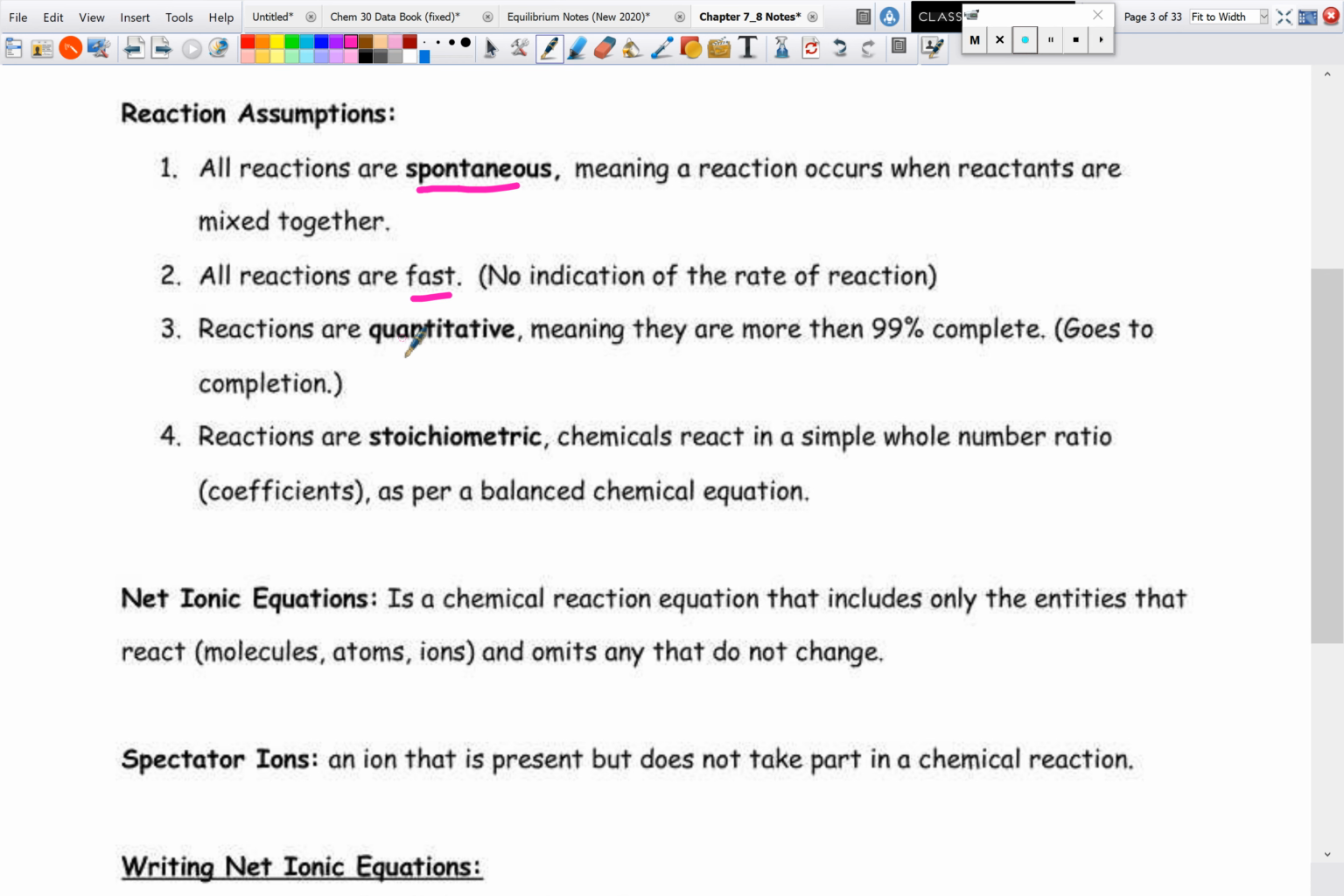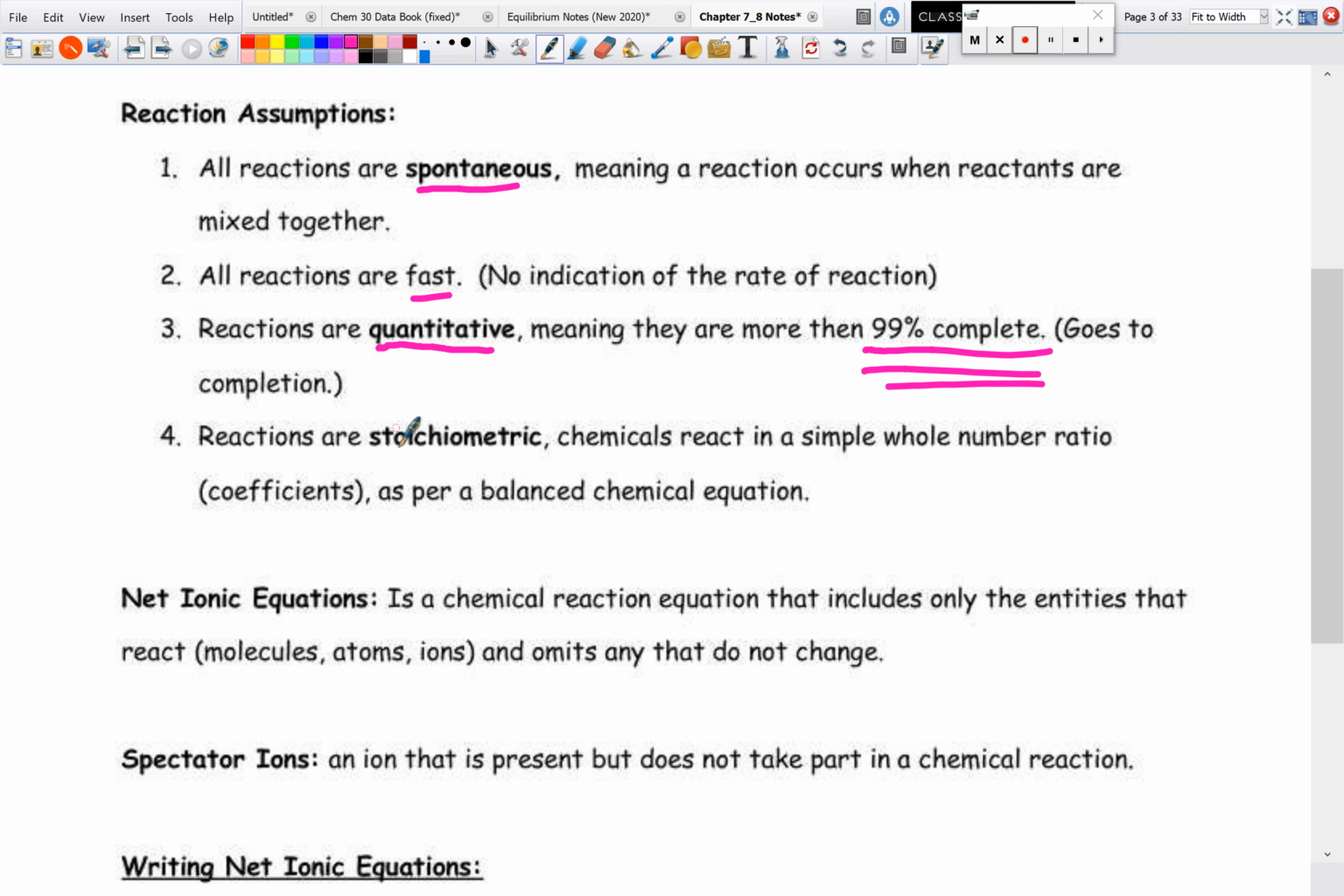Now, another thing we need to assume is reactions are going to be quantitative, meaning that they go to 100% completion. So that is that all of our reactants react to produce our products. Now, we are going to learn later that that's not always the case, but for now, that is an assumption that we're going to make.